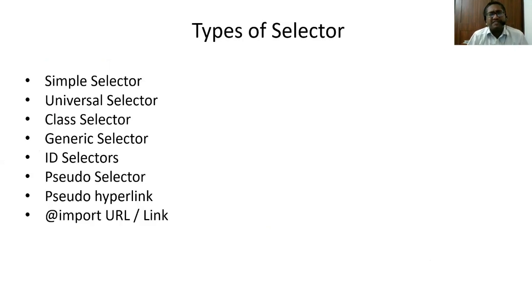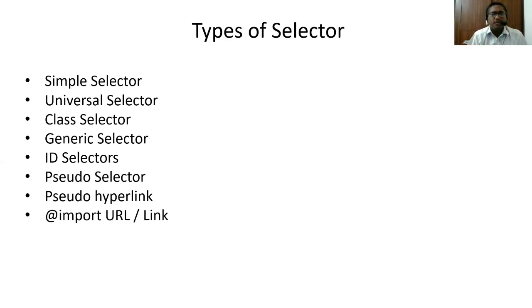There are 8 types of selectors you should know: simple selector, universal selector, class selector, generic selector, ID selector, pseudo selector, pseudo selector with a hyperlink, and @import selector. Simple selector means directly using h1, h2, h3, curly brace open, property name, property value. Combinedly, we will write everything.